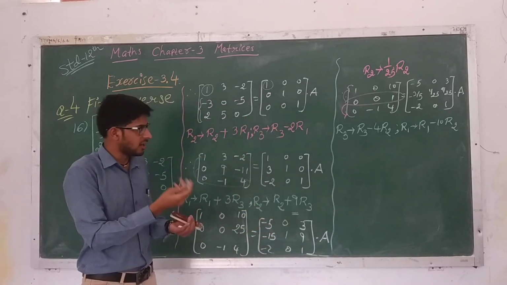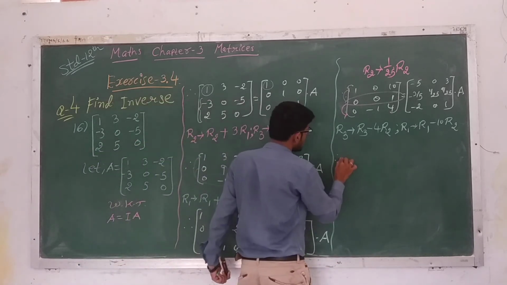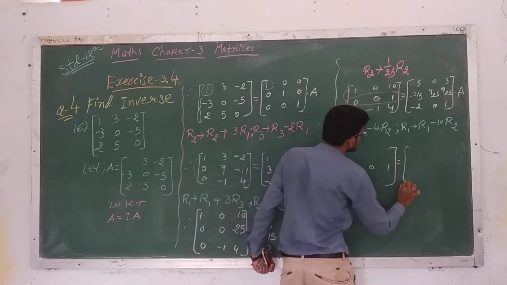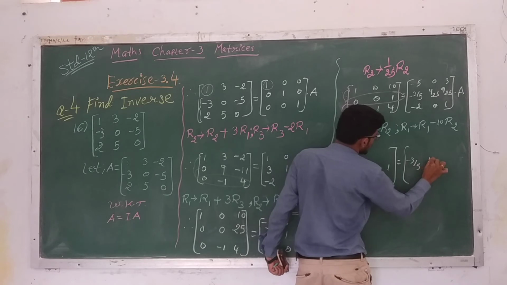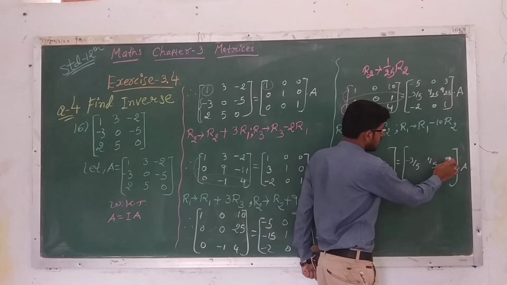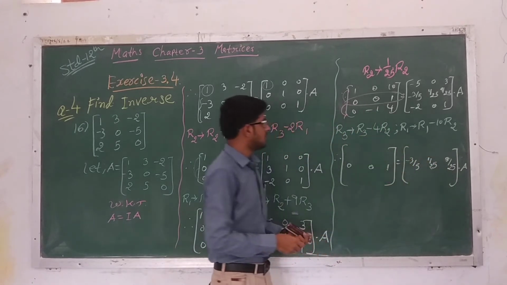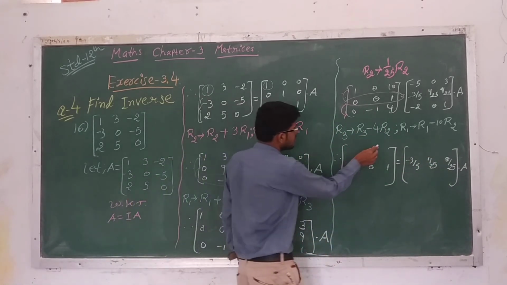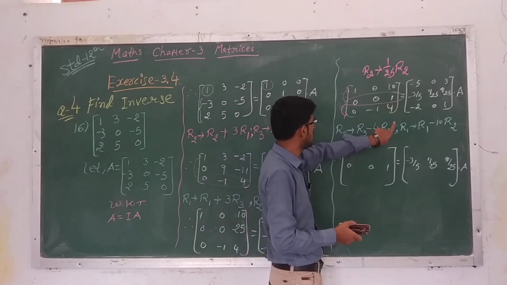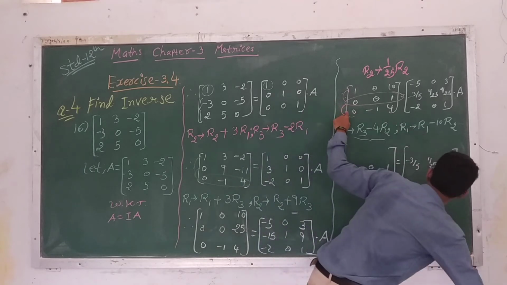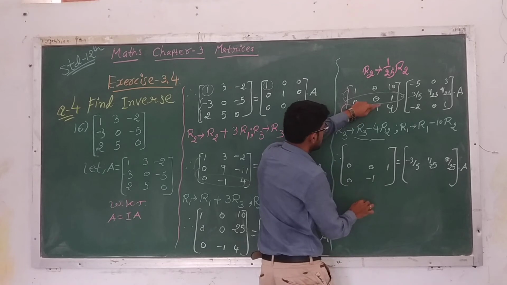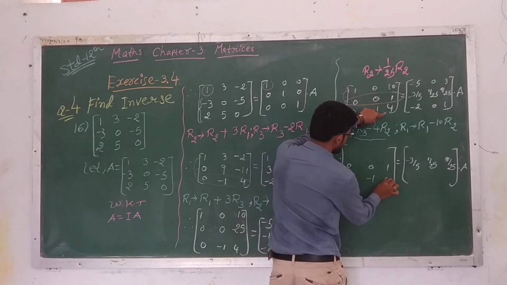So second row as it is on both sides. First of all, here write down the second row 0 0 1. Here minus 3 by 5, 1 by 25, 9 by 25. Now we have to apply the first operation. First we multiply the second row by 4 and add it to the third row. So what happened? Here 0. Here minus 1 as it is. Here minus 4 plus 4 is 0.